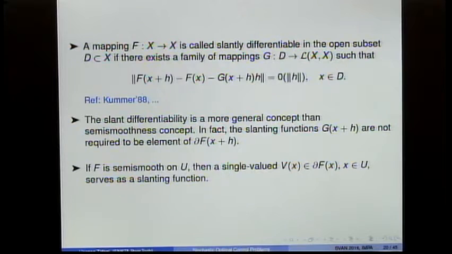The concept is this one, and you can find it in this paper, and maybe in other references with other names, as usual. Anyway, this slanting function, as I said, is not required to be an element of the super differential. And of course, if a function is semi-smooth, then any element of the sub-differential would serve as a slanting function.